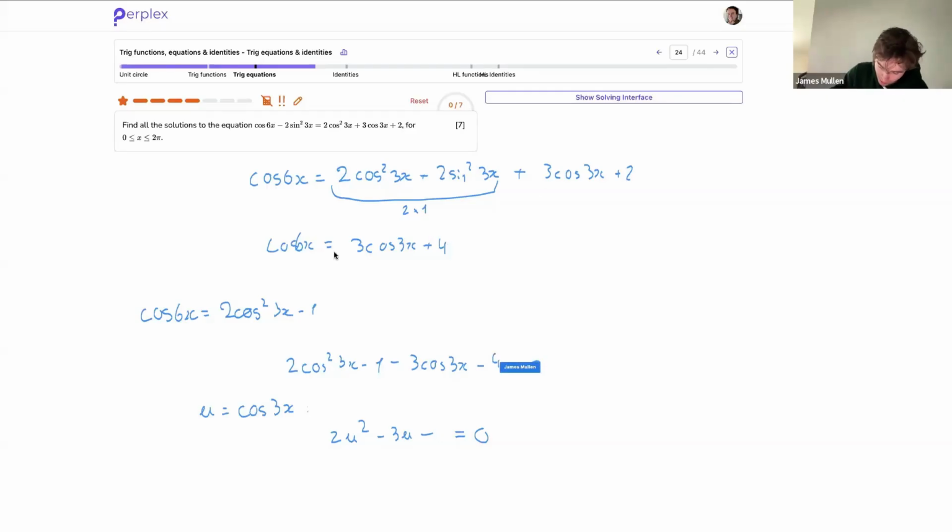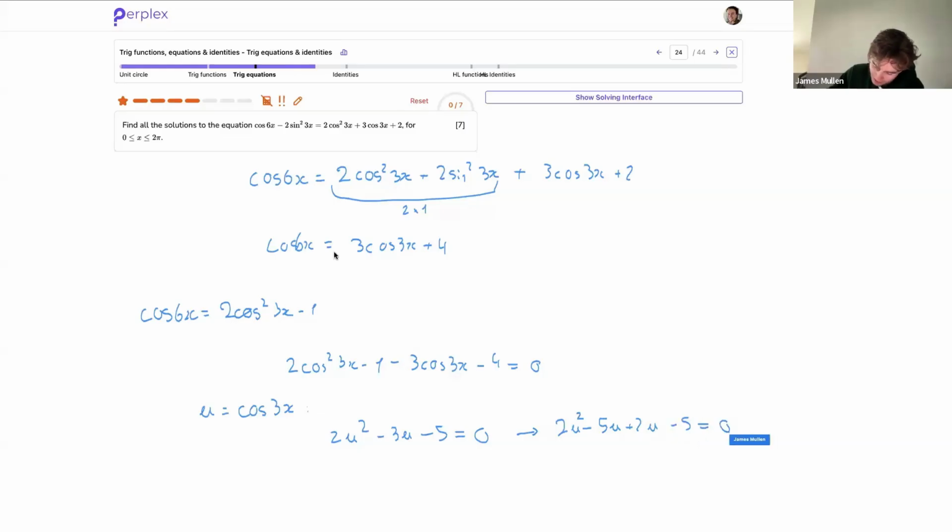4, and then minus 4, and then minus 5. Okay? And that is much better because it allows me to do this quadratic by factoring, right? I have 2 times 5 is minus 10. That's the product, and a sum of minus 3. So I can do 2u squared minus 5u plus 2u minus 5 is equal to 0.